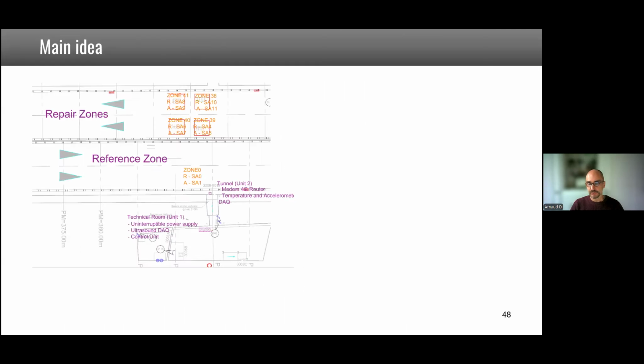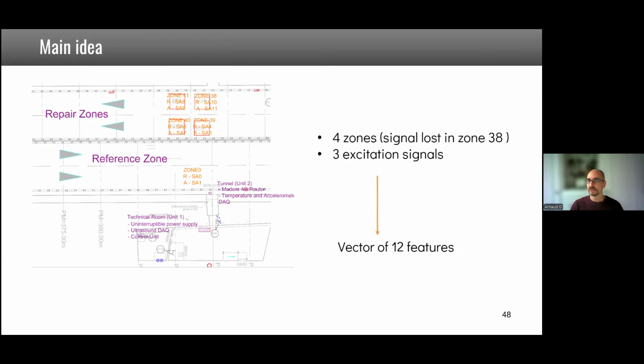Well, up to now, all we have done is to work on zones independently. But all these zones, you see, they are in the same region, so they are subject to the same environmental conditions. So we have 4 zones, not 5, because the signal was lost in one of the zones during part of the monitoring, so we didn't look at it. And we were using 3 excitation signals, so 1 pulse and 2 bursts at 40 and 80 kilohertz. So it means that basically we have a vector of 12 features, 12 damage indicators, 4 times 3.